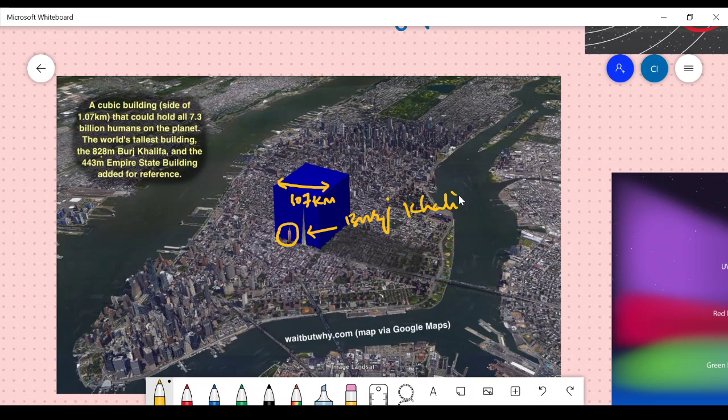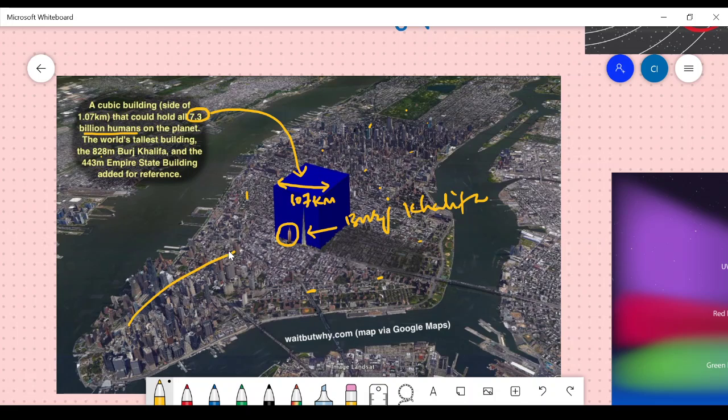Burj Khalifa is there. Okay. So if you build up a square cube like that, you can accommodate all the 7.3 billion human beings inside, the world's entire population. So what he's trying to say is, we are spread over several places where we are living.